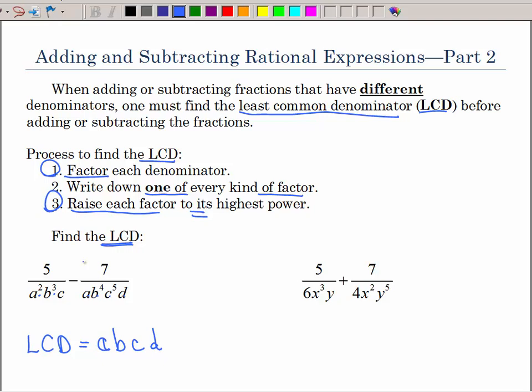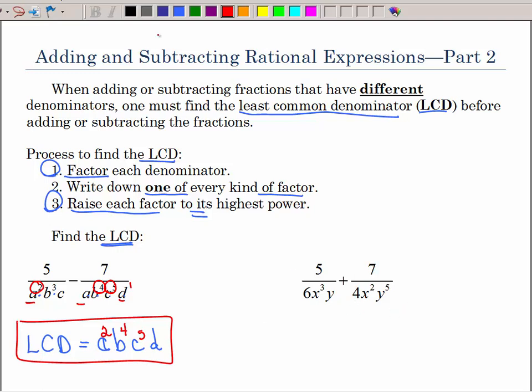Then we want to raise each factor to its highest power. So let's look at A. The highest power is a 2, so I'm going to put A squared. On B, the highest power is a 4, so I want B to the 4th. C, the highest power is a 5, so I want C to the 5th. And since there's only a D to the 1st, we keep a D to the 1st. And that's our least common denominator for those two fractions.